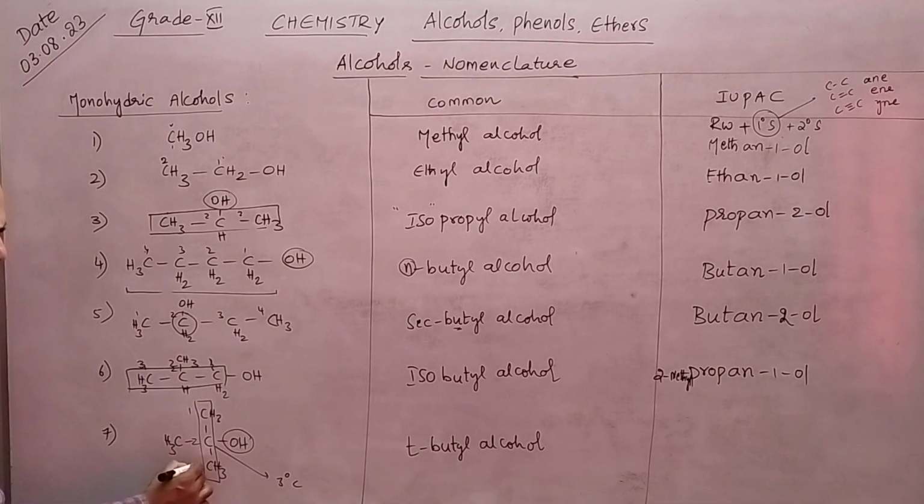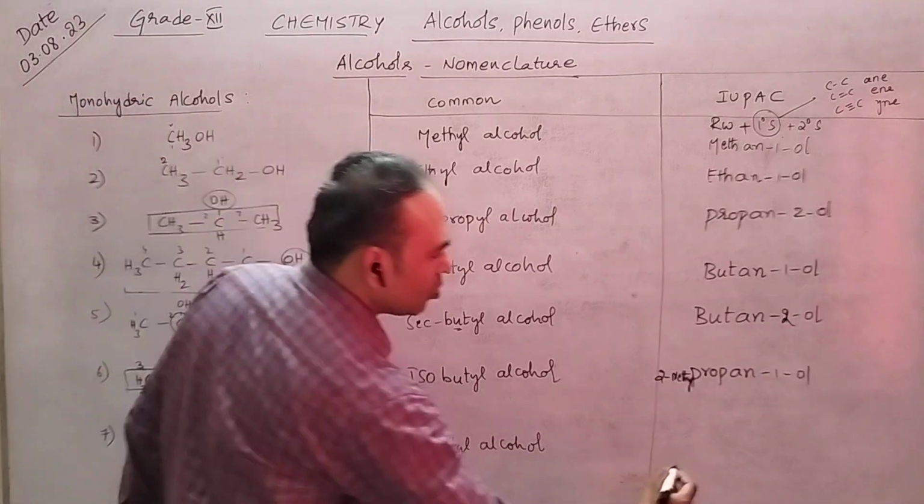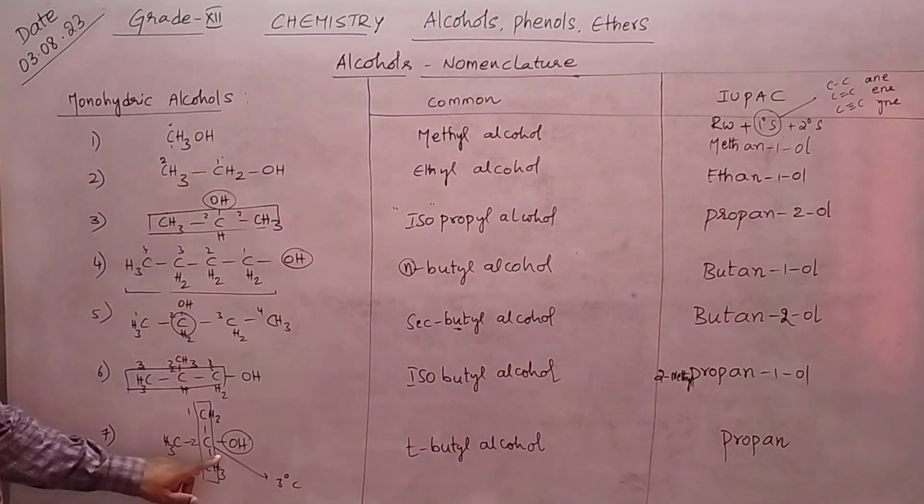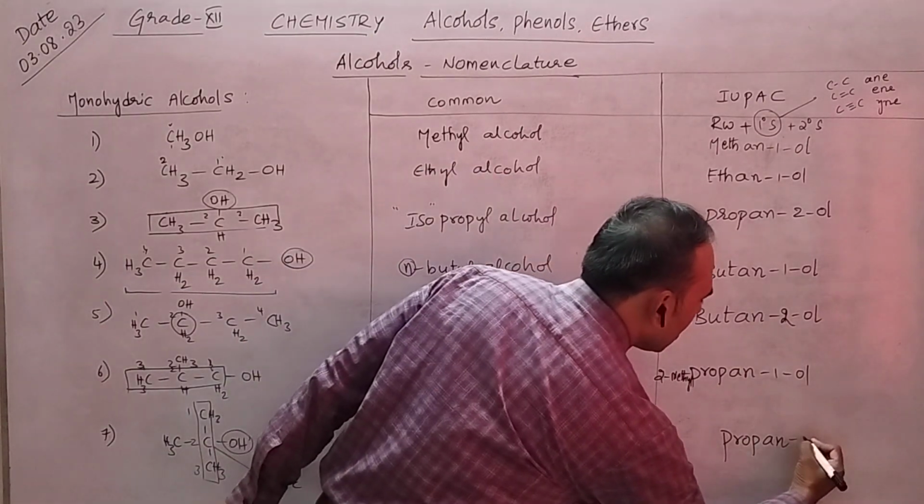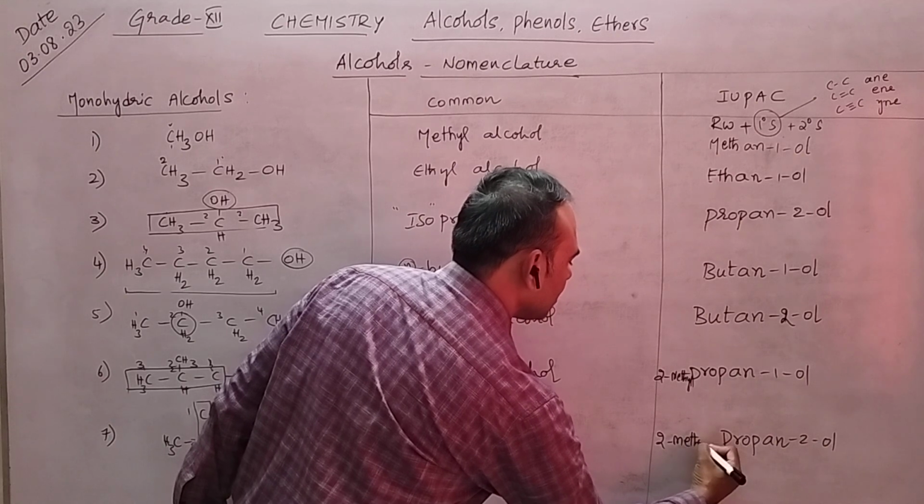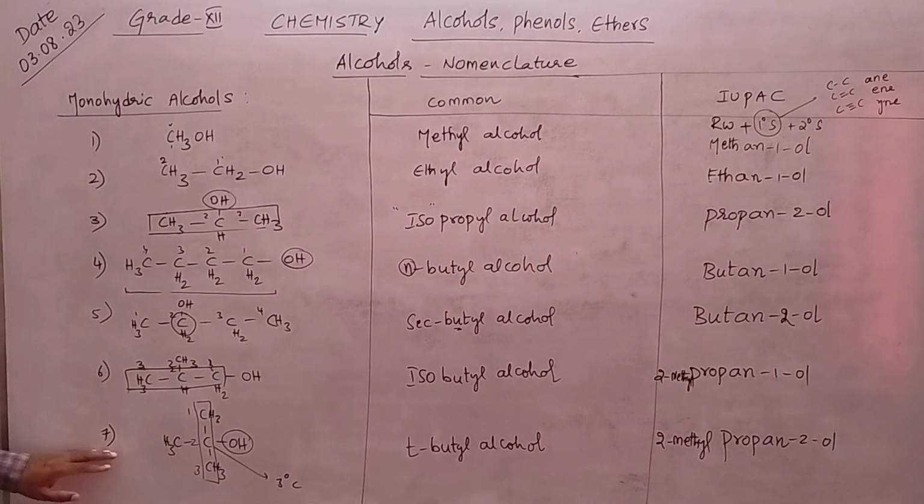So numbering from here 1, 2, 3. So root word is prop, single bond ANE. Now second position OL, therefore 2-ol, and methyl is written as 2-methyl. Hope you have understood this.